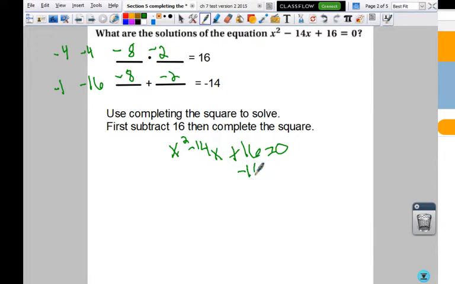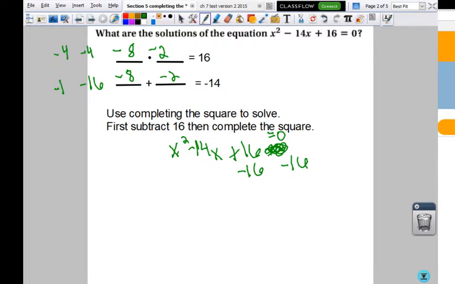Hold on, child. You're going too fast. I'm gonna minus 16 on both. That's all I said. Wait, is that supposed to be equal 0? Yeah, that's an equal 0. There we go, I fixed it.